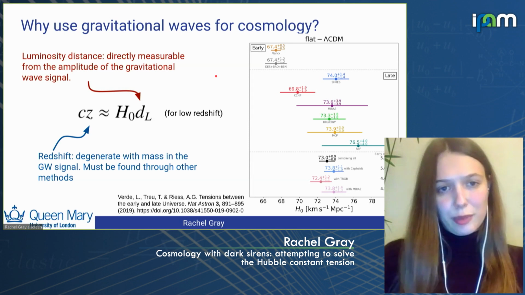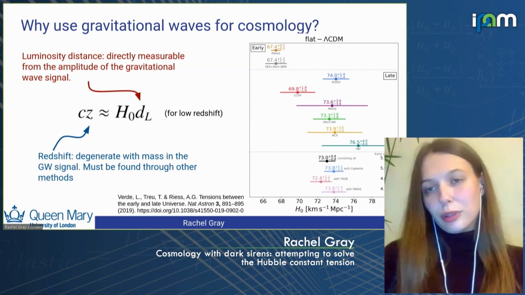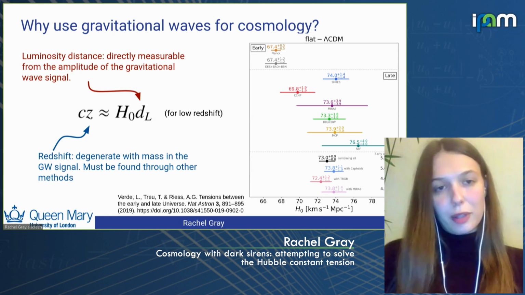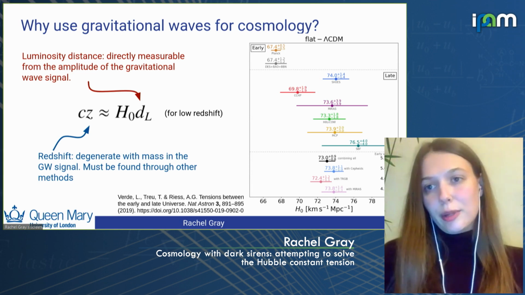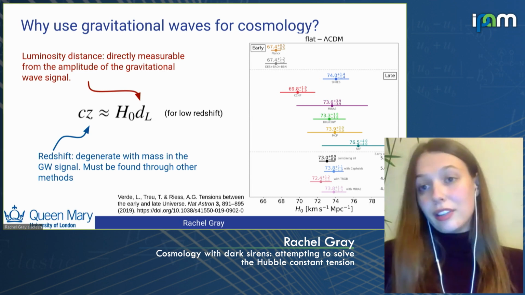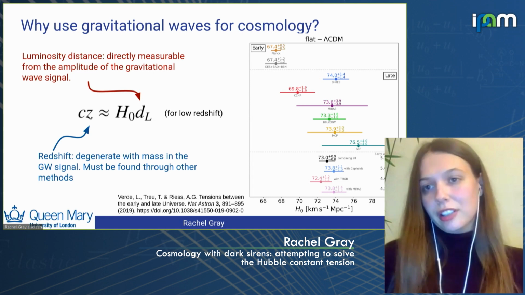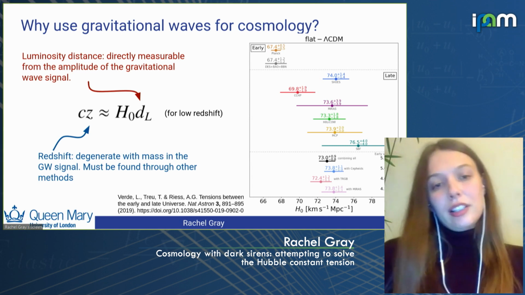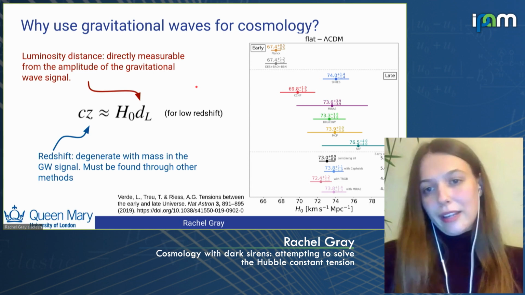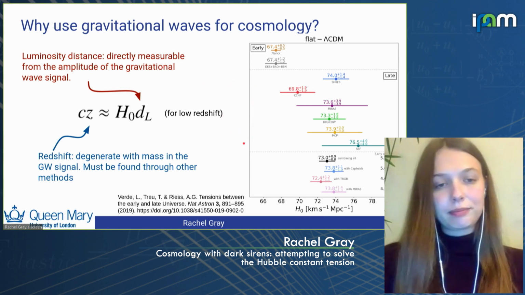Because as I'm sure many of you are aware, one of the direct measurables from a gravitational wave signal from a compact binary is its luminosity distance. It's encoded directly into the amplitude of the gravitational wave signal, and it doesn't require any external calibration in order to get that value. So a measurement of the Hubble constant with gravitational waves would be completely independent of any of the other measurements that are shown here.